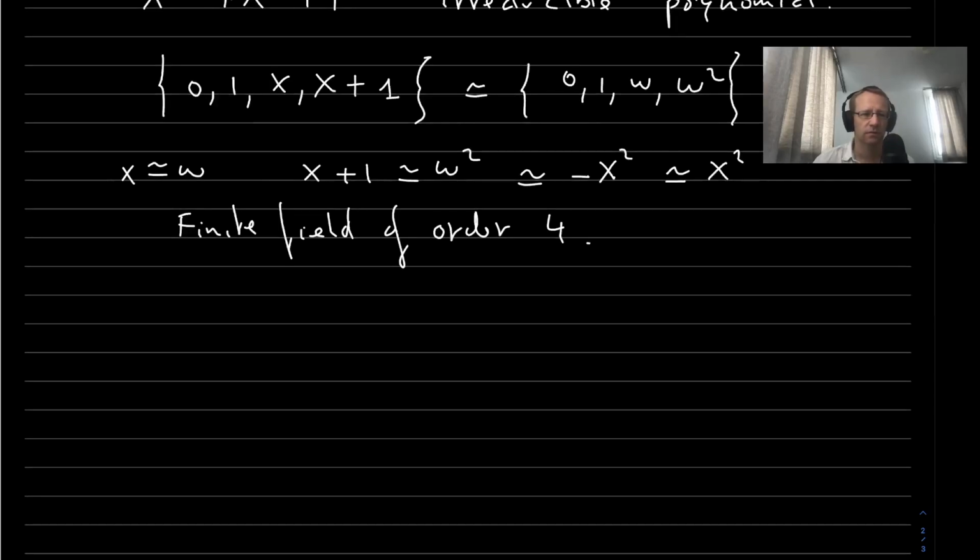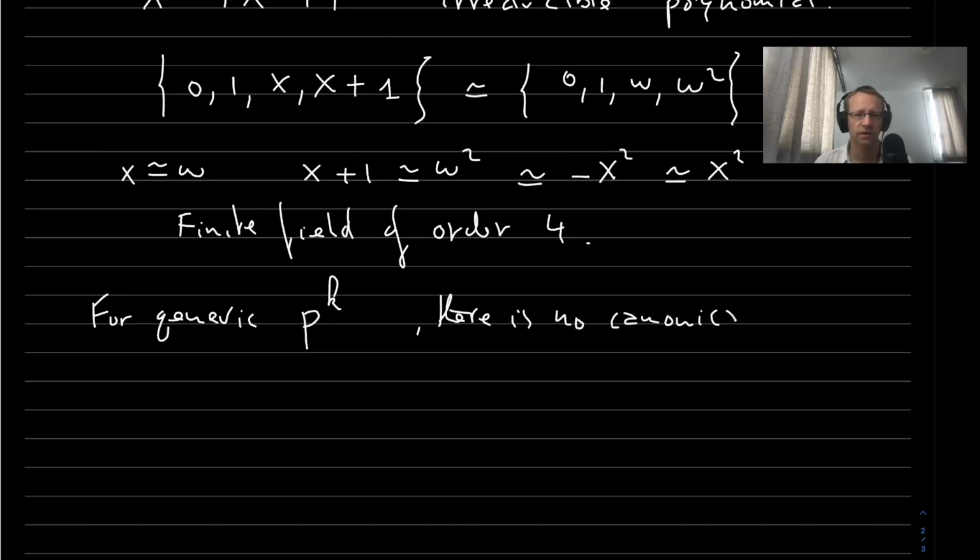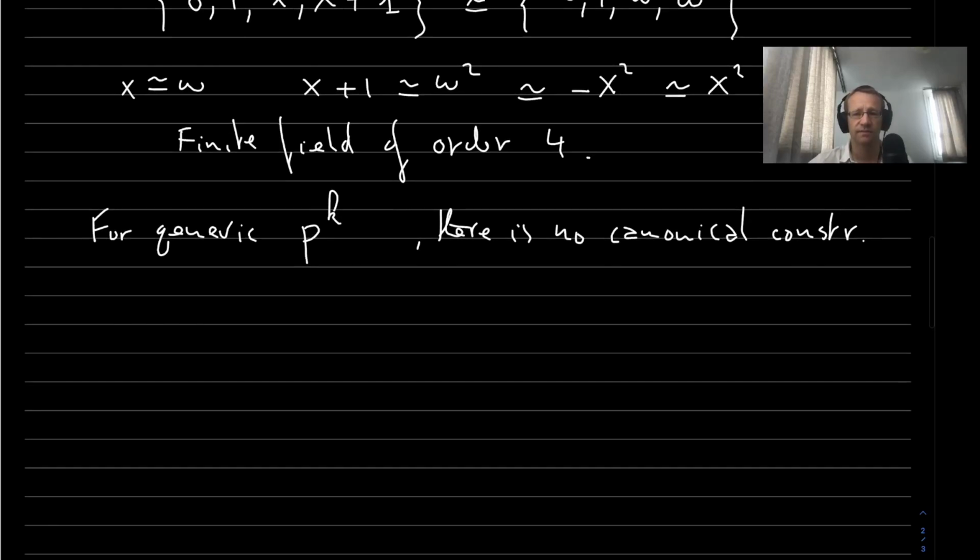Now, for generic p to the k, there is no canonical construction, for instance no canonical choice of irreducible polynomial, but there is always a construction.